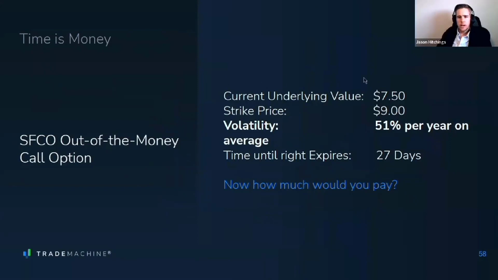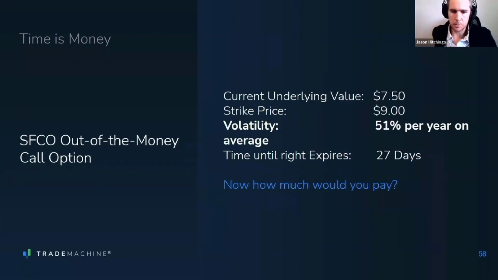So now we have a lot more information. We say, okay, the current underlying price is 750. We have the right to buy it at 9. We'll just put a number on the volatility. We'll say on average, the stock moves 51% per year. And we'll say that we have 27 days to make our decision. So now at least we could come up with a gut estimate for what we think this thing might be worth. But it turns out once you have this much information, you can do better than your gut.